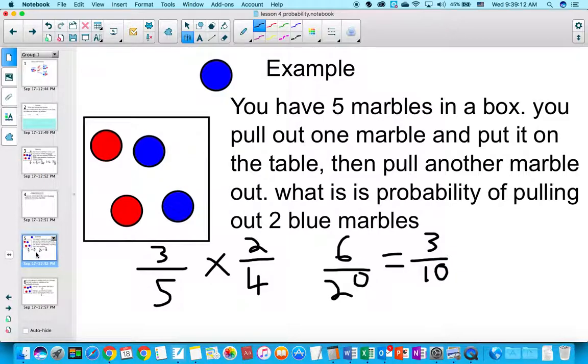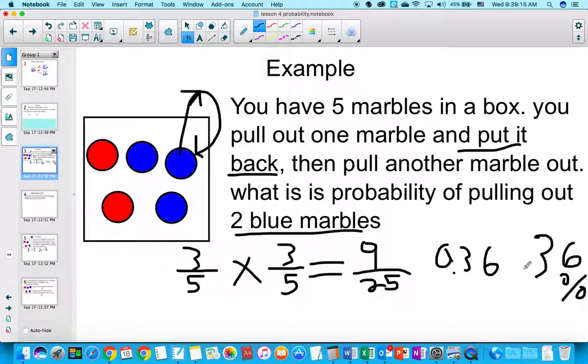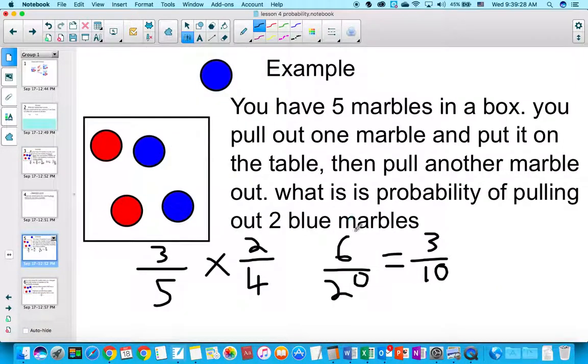So here, in our previous example, we had a 36% chance of getting 2 blues with replacement, by replacing the marble. We have a 36% chance. But by removing a marble and keeping it, and then pulling out another one, we have now reduced the chance to 0.3, or 30%.